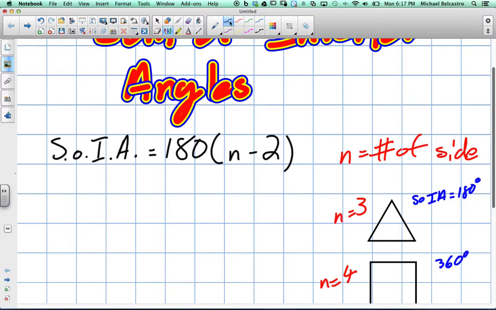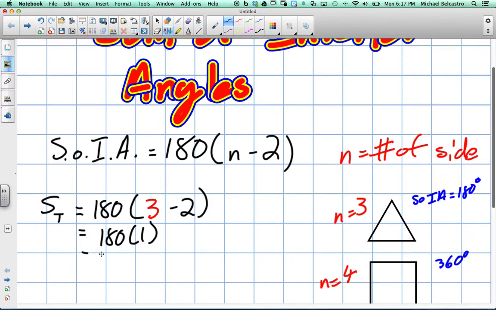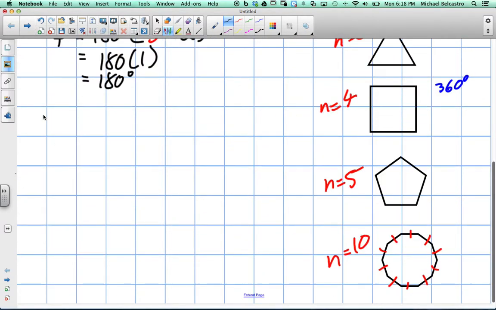So let's see if our formula technically works. So our sum of our interior angles, so I'm just going to say the sum of the triangle is equal to 180 times our n, which in this case is 3, right? And what is 3 subtract the number 2? 1. Yeah. And 180 times 1? 180. Yeah. And that made sense, right? 180 degrees? That's what our triangle was.